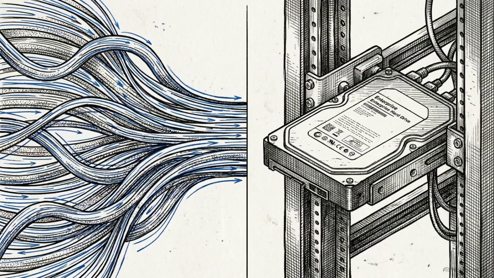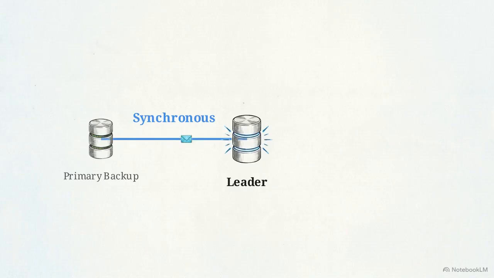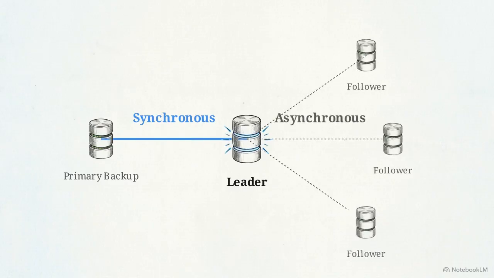Engineers must balance these extremes. Databases are typically configured to be semi-synchronous, maintaining exactly one synchronous follower to protect against a single node failure, while keeping the rest asynchronous to ensure the system remains available.